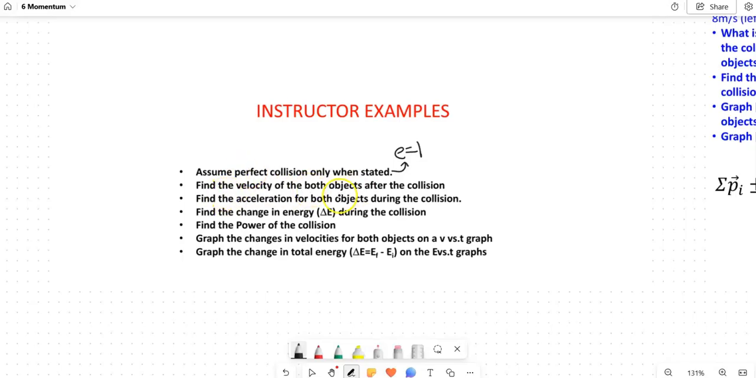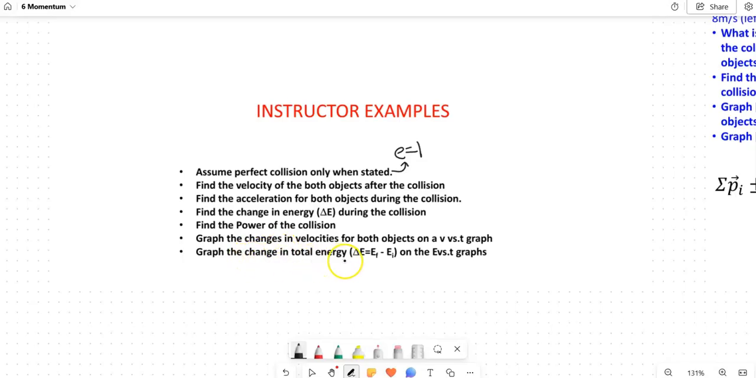Find the final velocity of both objects after the collision. Likely, if it doesn't want you to find both objects, it'll just say find this one velocity. Find the accelerations of both objects during the collision, so how much their velocities are changing during the collision. Find the change in energy during the collision. Find the power of the collision. And graph the velocities for both objects on a V versus T graph.